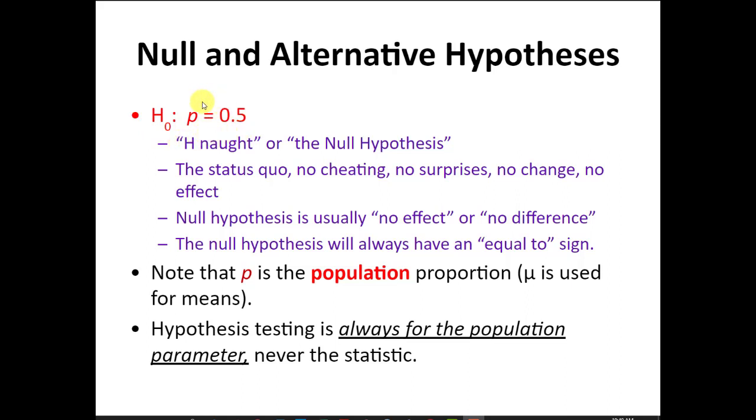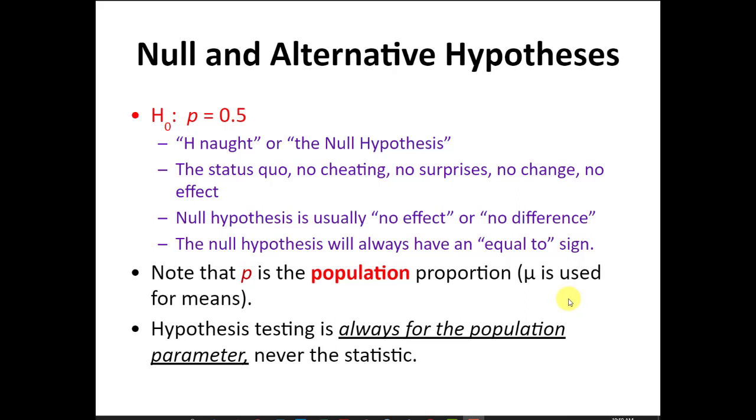Notice that this is an equal sign. All null hypotheses use an equal sign. This is what we expect to happen. So the null hypothesis states if everything is fair, there is no cheating, there are no surprises, there's no change, there's no effect, then this will be equal. If you're using P, we're talking about the population proportion. If you're talking about averages or means, then you would use the Greek letter mu to show that you're talking about the population parameter in terms of means.